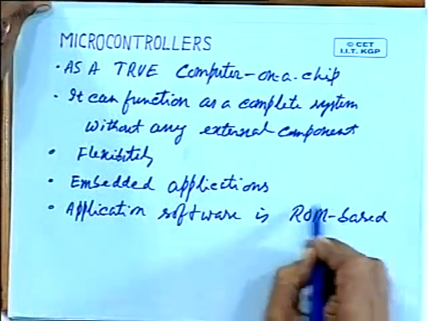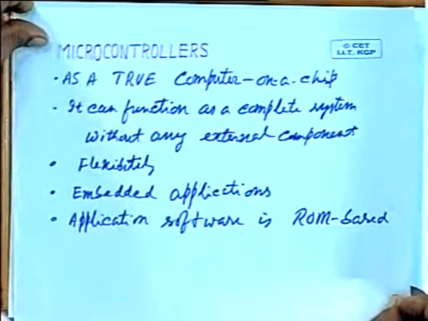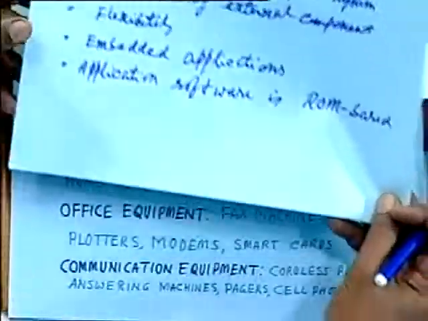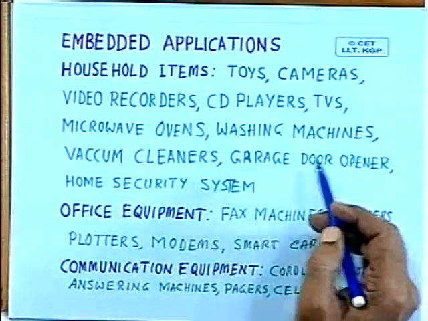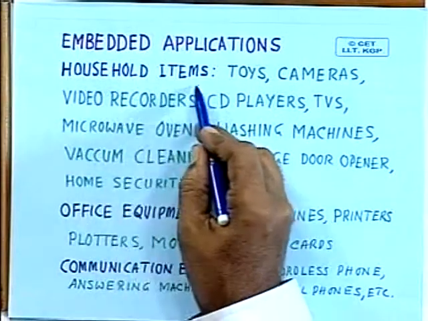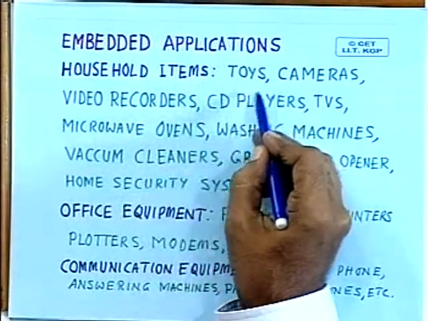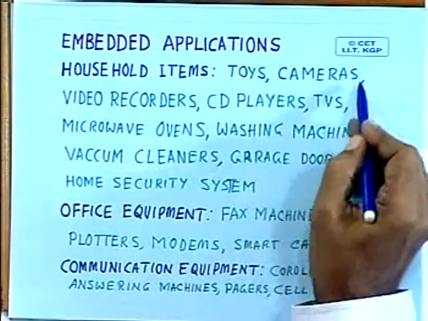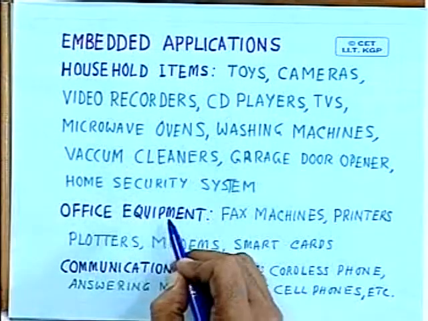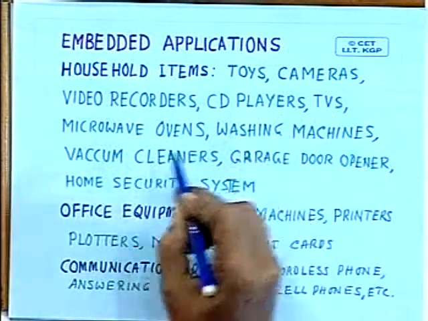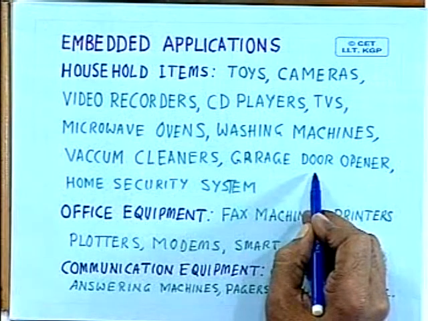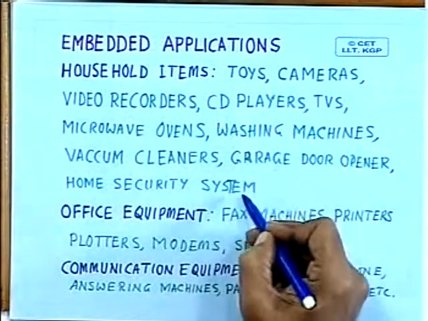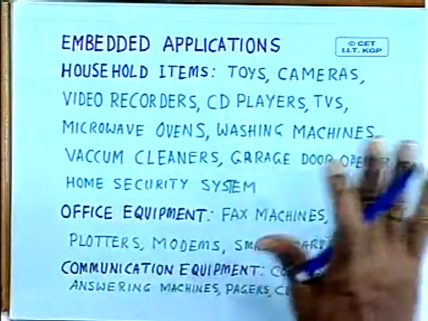So as we have seen, the microcontrollers are designed for embedded applications. Let us have a look at the list of embedded applications, what it can do. It can be used for implementing a variety of household items, starting from simple toys, cameras, video recorders, CD players, TVs, microwave ovens, washing machines, vacuum cleaners, garage door opener, home security systems. This list is obviously incomplete. There are numerous applications where microcontrollers can be used.